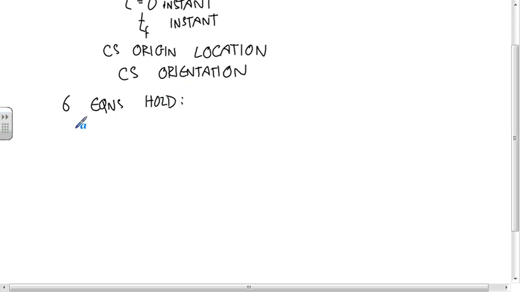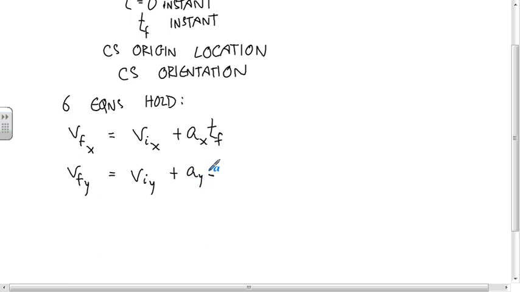Notice each one of these is exactly the same form as the 1D equations, except we're going to separate each one of those 3 constant acceleration equations into an x component equation and a y component equation. So the first 2 are VFX equals VIX plus AX TF. And then all of these with the y components. So VFY is equal to VIY plus AY TF.